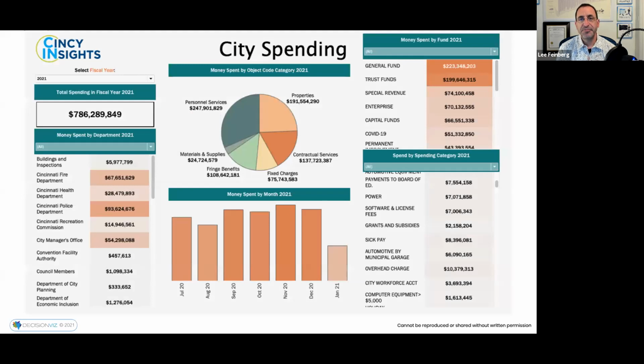Now, one of the things that I find where not much love happens on your dashboard is in the title. And the title is not just there to have some text.